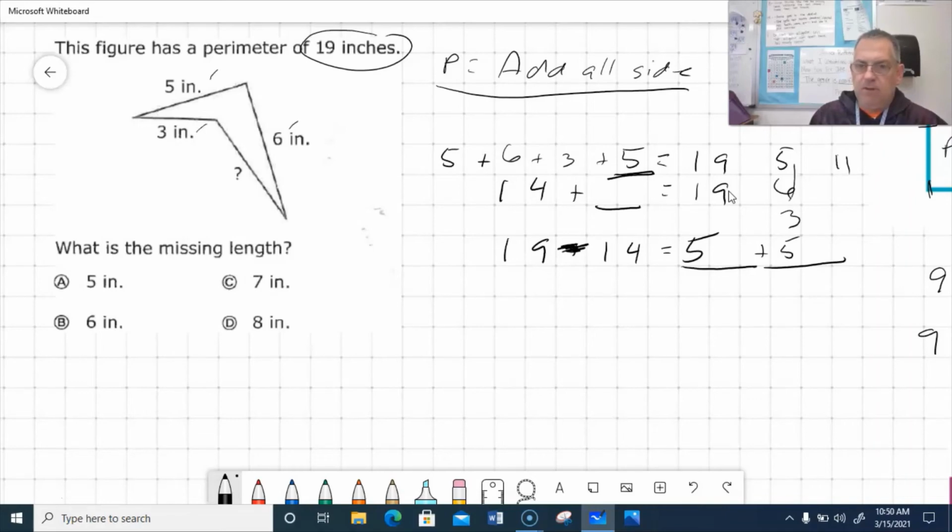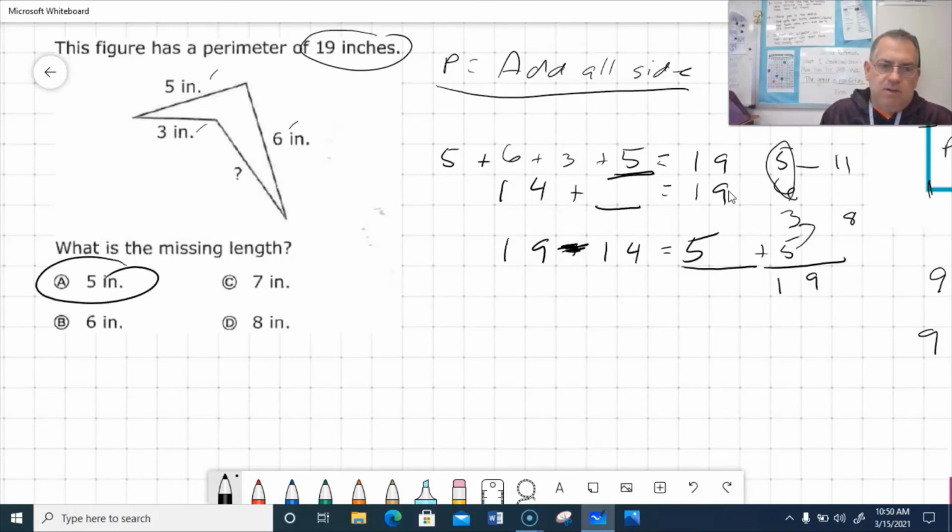I'm probably 5 plus 6 equals 11. And 5 plus 3 equals 8. And then 8 plus 11 does equal 19. So that does work. So our missing side is going to be 5 inches.